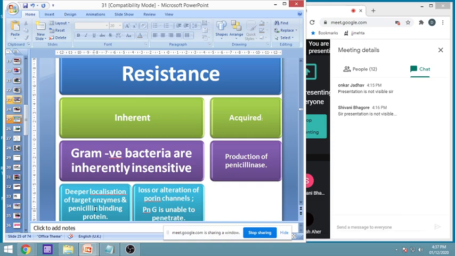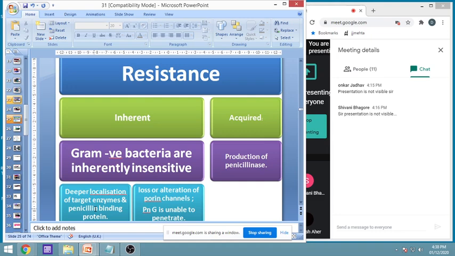An example of inherent is what? The gram negative bacteria, they are inherently resistant. Why? Because of the presence of porin channels through which the drug cannot go, and because of this peptidoglycan layer which is sandwiched, there is resistance. And further, because of the deeper localization of the target enzymes and penicillin binding proteins, the drug will not be acting. There is also a loss or alteration of the porin channels.